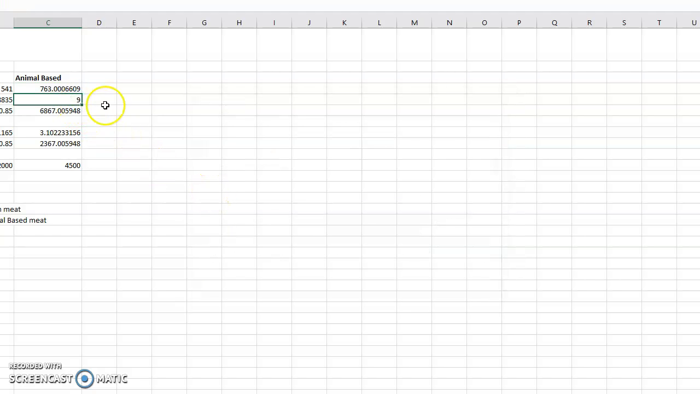So it'll be exactly at 9, but we need to sell 763 units of animal-based meats in order to make our 4,500 plus 2,000, which will equal 6,500. As you can see, we can just double check that, and it is equal to our constraint.